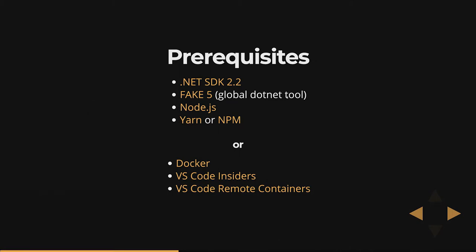To start developing applications in SafeStack, you need to have the .NET SDK 2.2 installed. There's a global .NET tool called Fake, which you need to install. This tool builds and runs your application. And for the JavaScript part of things, you also need Node.js and a package manager, either Yarn or NPM. And if you're more into the Docker stuff, you can use Visual Studio Code Editor with an awesome extension called Remote Containers. And then basically you can create a Docker container where all the prerequisites will be installed for you, so you don't need to install them yourself.